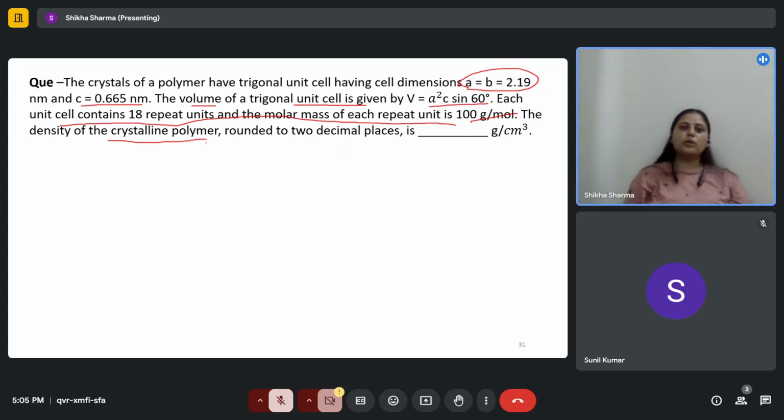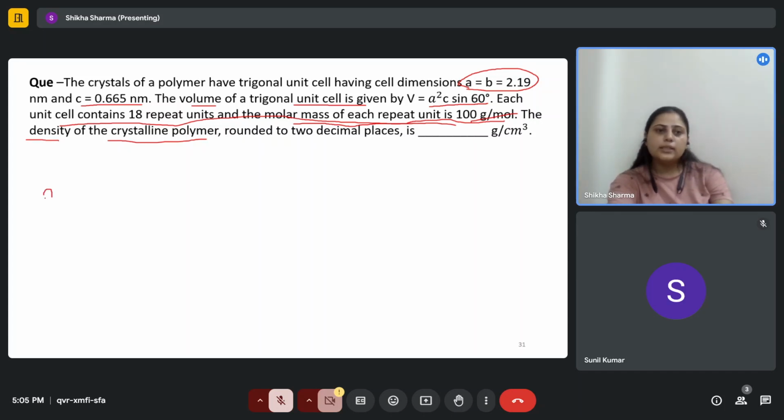So there is this crystalline polymer whose unit cell shape is trigonal, its dimensions are given, and the volume formula is also given. So we can put these values, since A, B and C are given, and we can get the volume. After that, it says each unit cell contains 18 repeat units, and the molar mass of each repeat unit is 100. Now we need to calculate the density.